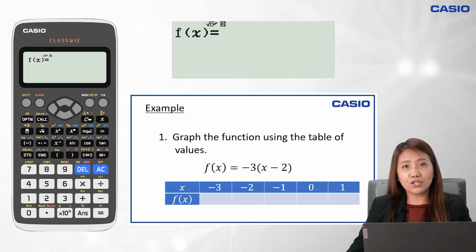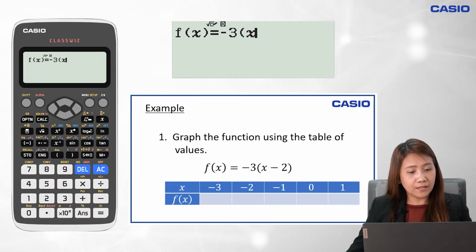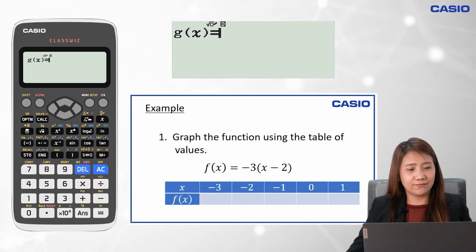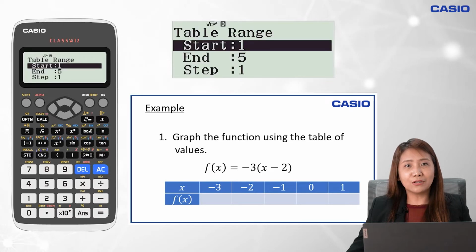Then, we input the function, that is, let's input -3, open parenthesis, x, minus sign, 2, and close parenthesis. Then, we press the equal sign twice, and you will be directed to the table range. For the table range, we follow the values from the given table. For a start, input the first value in the table, which is -3. Then press equal sign.